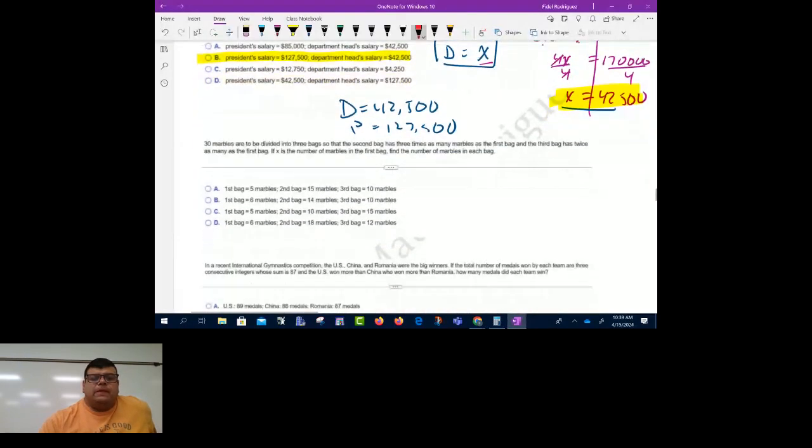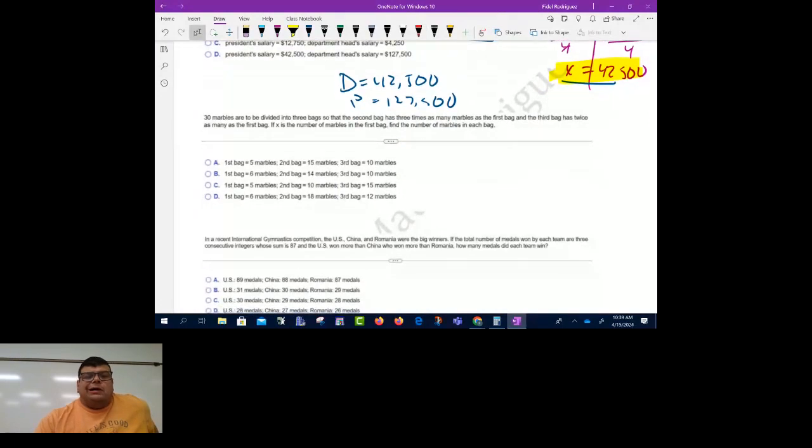Let's take a look, y'all. Let's try the next one here. Let's see. 30 marbles are to be divided into 3 bags. So look, we're going to have 3 bags. So look, y'all, I'm going to call it bag 1, bag 2, bag 3. Okay. We're now talking about the second bag. 3 times as many marbles as the first. So I don't know how many the first one has, y'all. So I call it X. But the second one has 3 times 3X, right? The third bag, so bag 3, has twice as many as the first. So if this guy is X, y'all, that guy's got to be 2X.